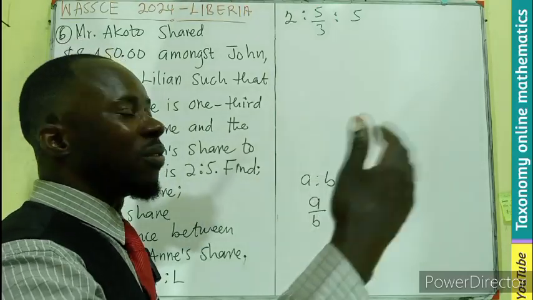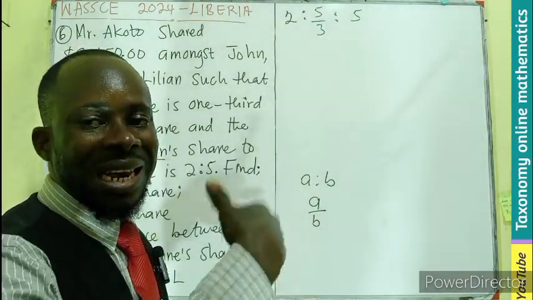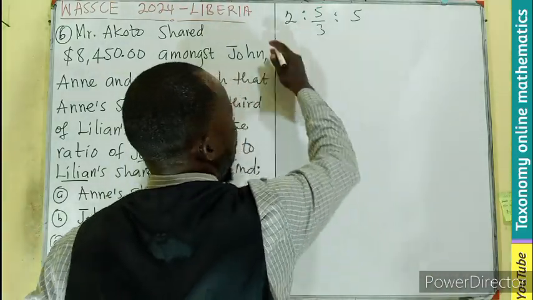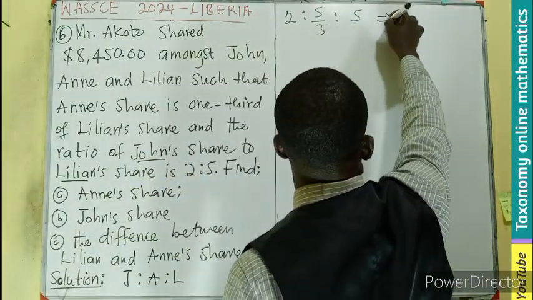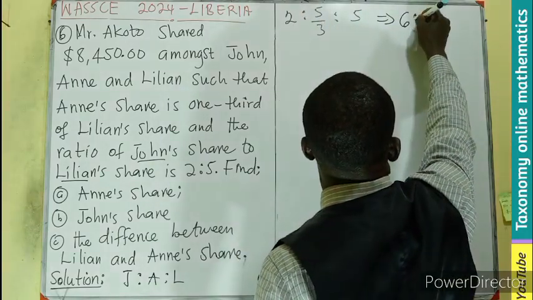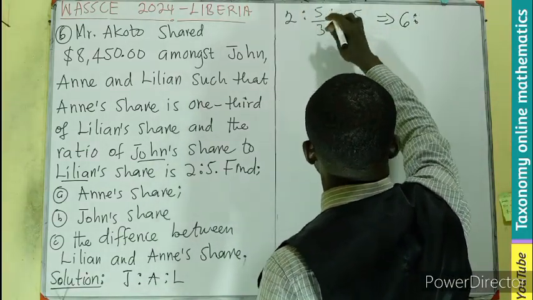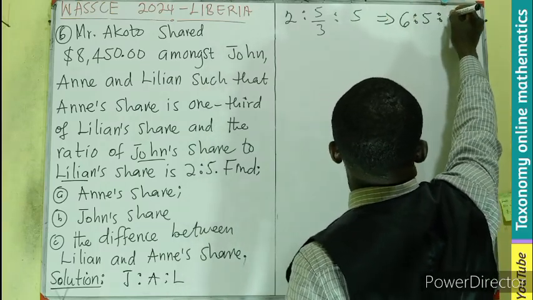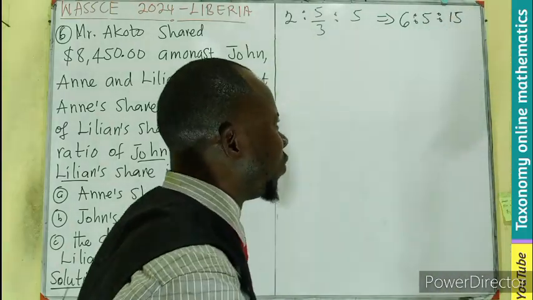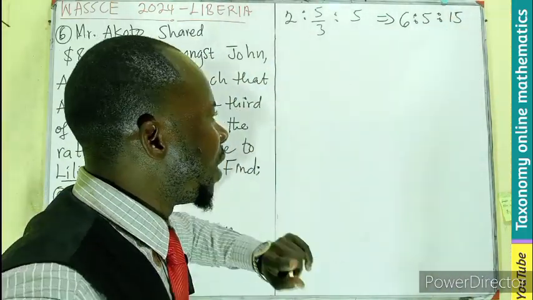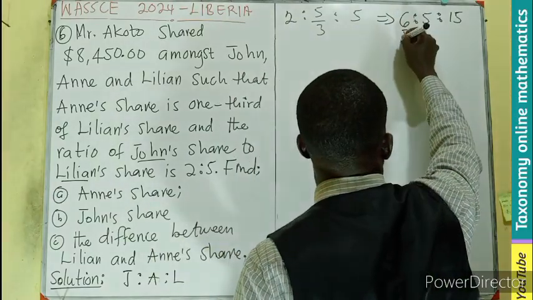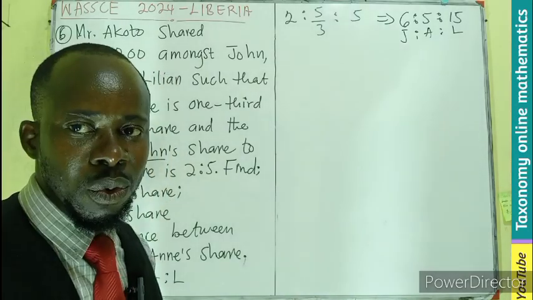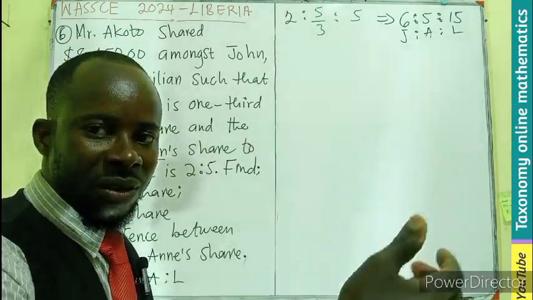So let's multiply both sides by a number that can clear the fraction, and that will be 3. If I multiply all through, I'll be having the ratio to be 3 times 2, which is 6. 3 times 5/3 will be 15/3, that will still be 5. 3 times 5 will be 15. So the ratio is going to be 6:5:15 in the sense of John, Anne, and Lillian. That's the ratio. So that is the division of the money.